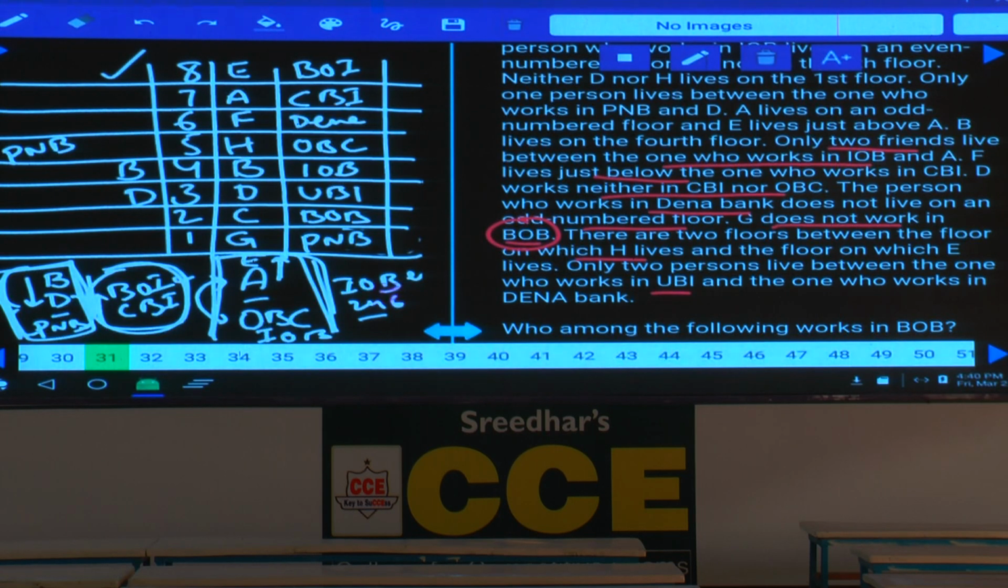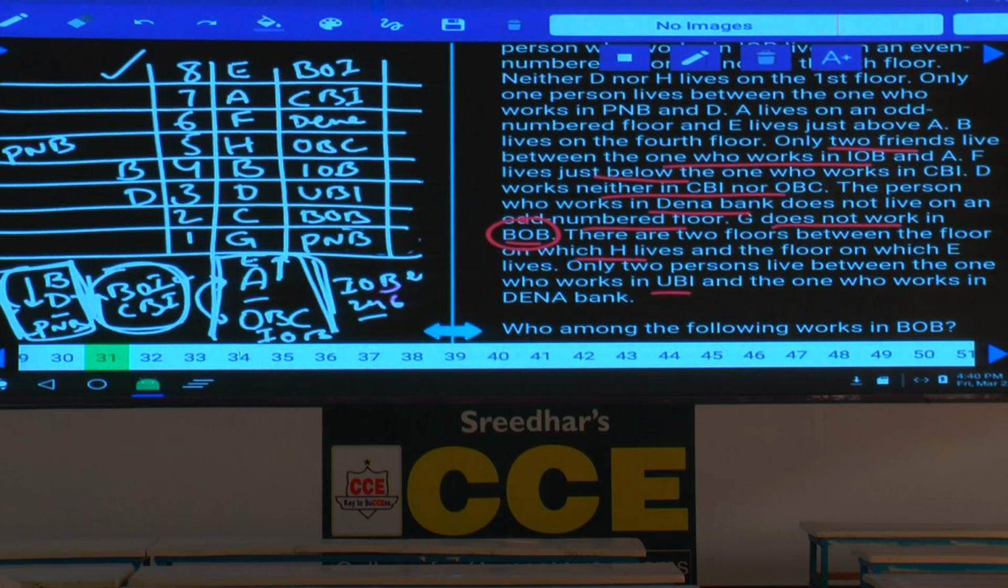Earlier we have discussed the importance of representing the information like this. Done with this? And EA, FH, BD, CG is the order in which these 8 persons are living on these 8 different floors, and the banks they were working in are BOI, CBI, Dena Bank, OBC, IOB, UBI, BOB and PNB. And this is about question number 66 to 70.